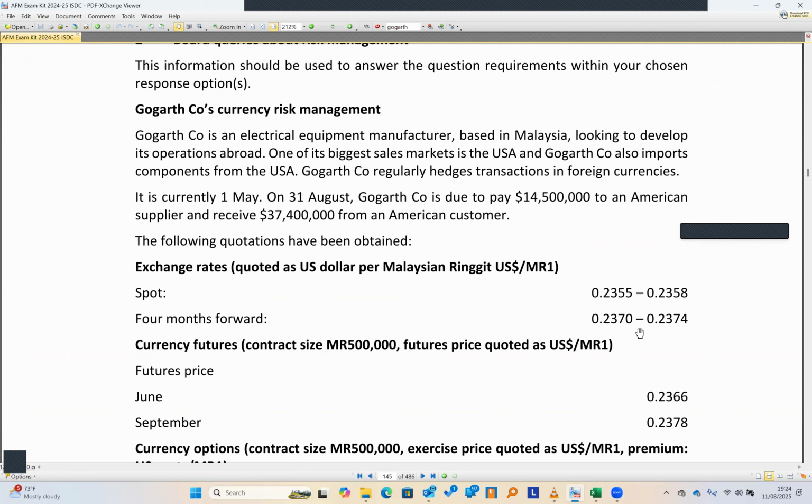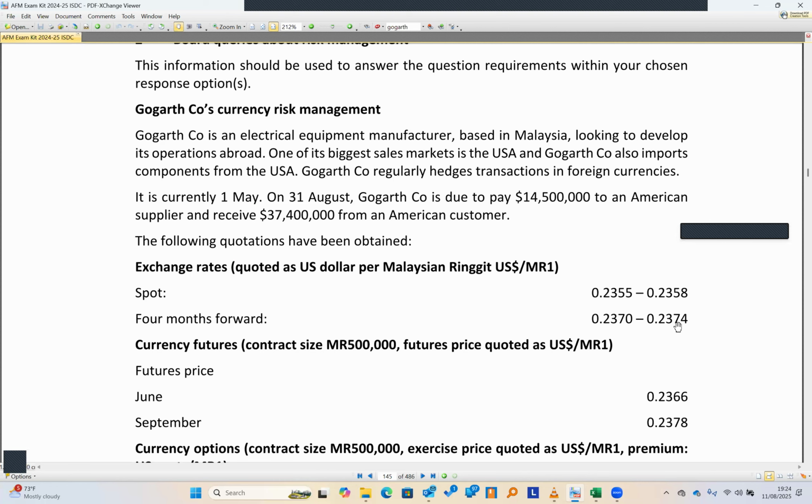We just need to know what is going to happen. Which rate are we using? Are we using this 0.2370 or 0.2374? So how do you determine that?